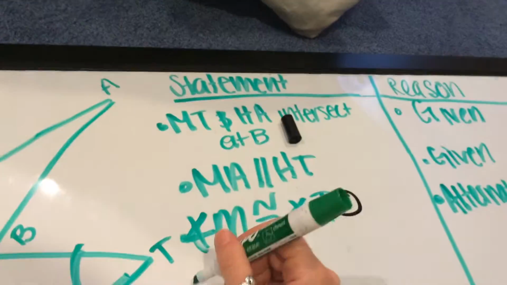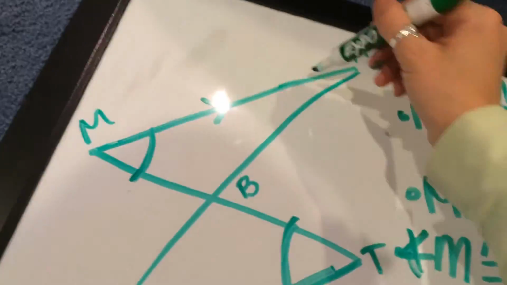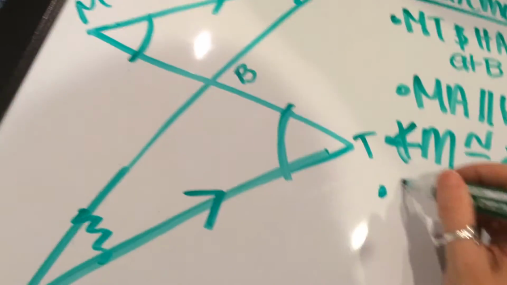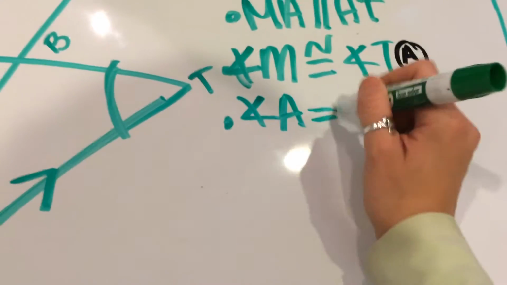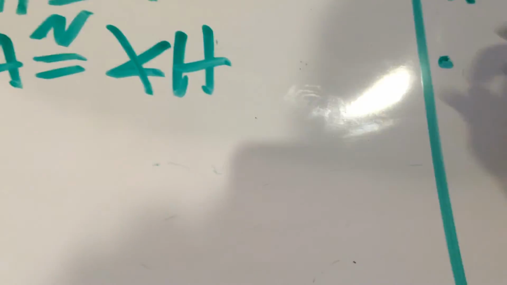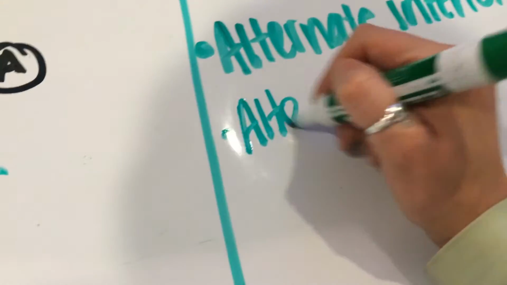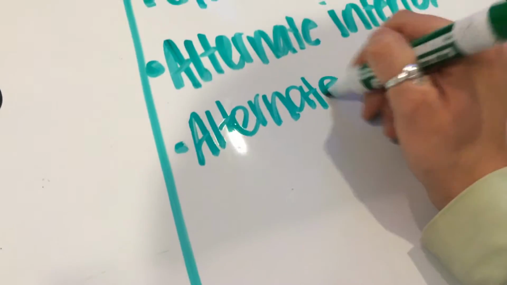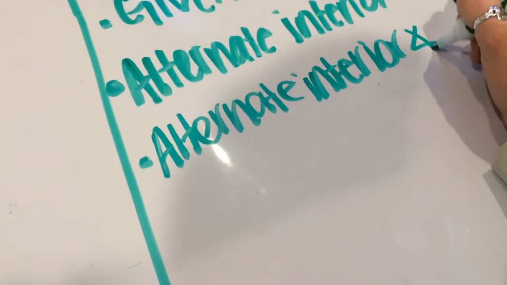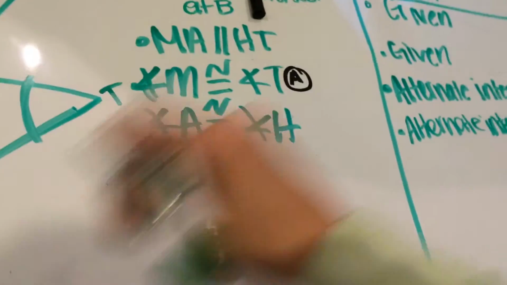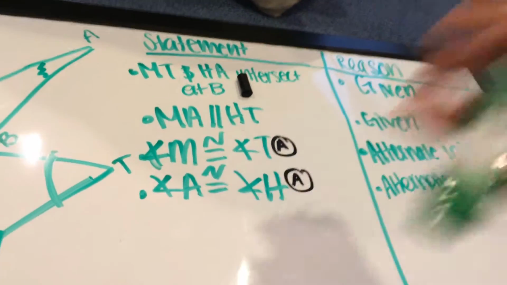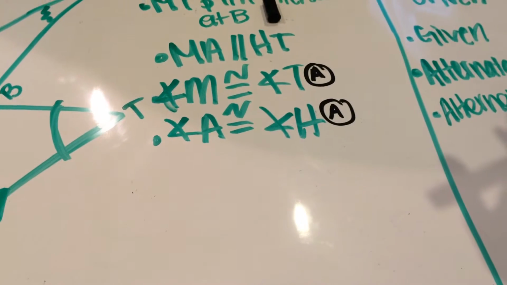Now that was our one set. Our other set: angle A is congruent to angle H. And again, the reason is alternate interior angles, and that gave us an angle. So far we're doing all right.